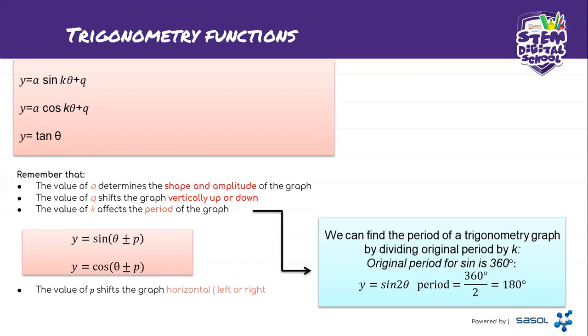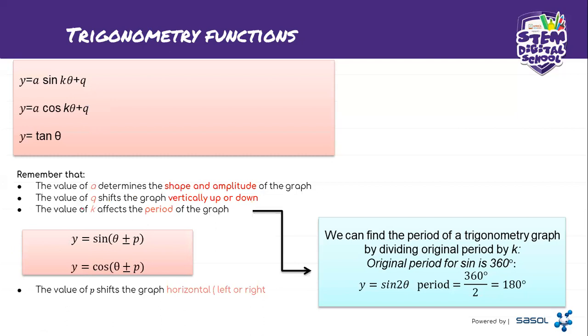The amplitude is the height from the center line of the graph to the maximum or minimum. That is the meaning of amplitude. But we are going to be doing that amplitude at a later stage. And now the effect of Q. The value of Q shifts the graph vertically up or down. Once you see that there is Q in this function, you must know that the graph is either shifting vertically up or down.